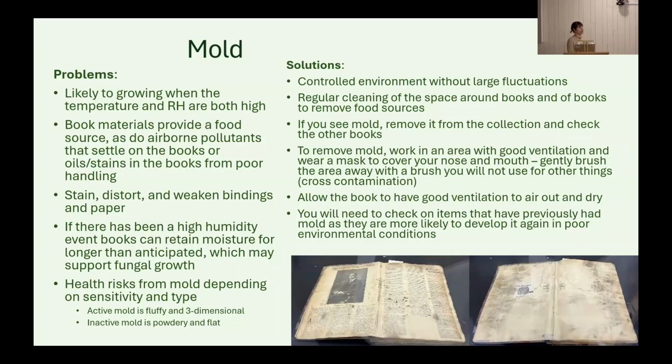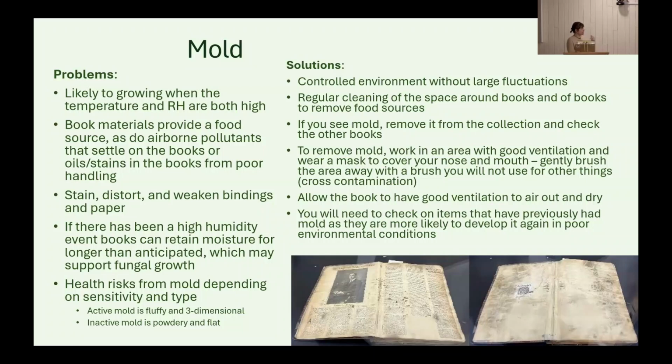And something to note is that if there has been a high humidity event, and then the humidity in the environment goes down, the book can contain that moisture for longer than the external air. And so you might see mold growth after a humid event, but not necessarily at the same time. So it's just important to check even after you have significant events like that.